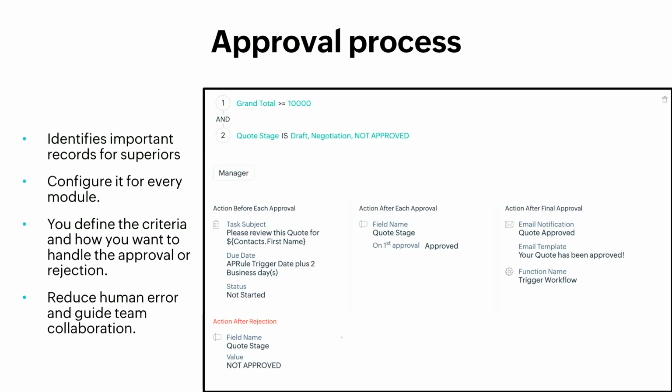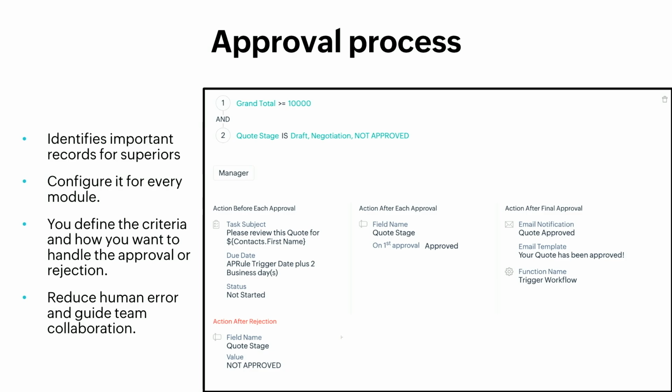So this here is an approval process that I've set up. I feel like you guys have seen this set up a couple of times, just given what we've gone over today, but I'll go through it with you one more time in case you're unfamiliar. So this approval process over here on the right side, if this is configured for the quotes module, if a quote has a grand total that is equal to or greater than $10,000, and the quote stage is draft, negotiation, or not approved, that is my criteria for this. This will trigger that. The manager will need to approve this quote, the manager for the requester, that is.